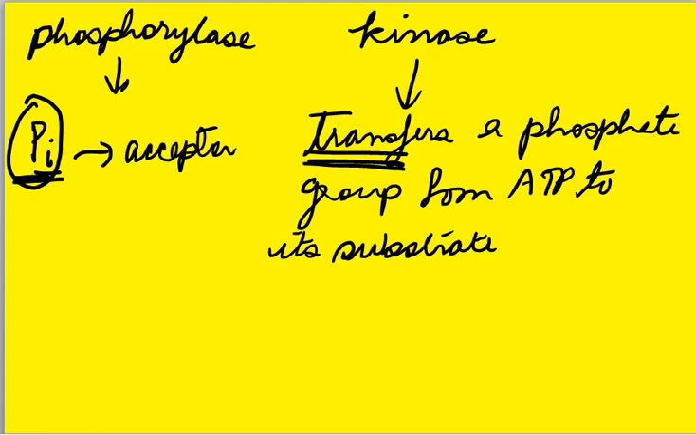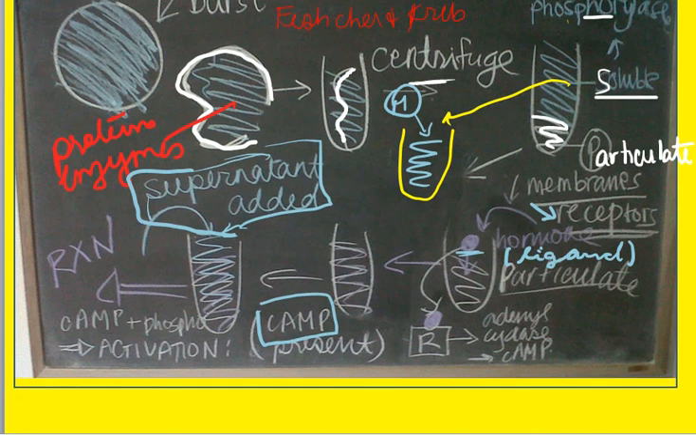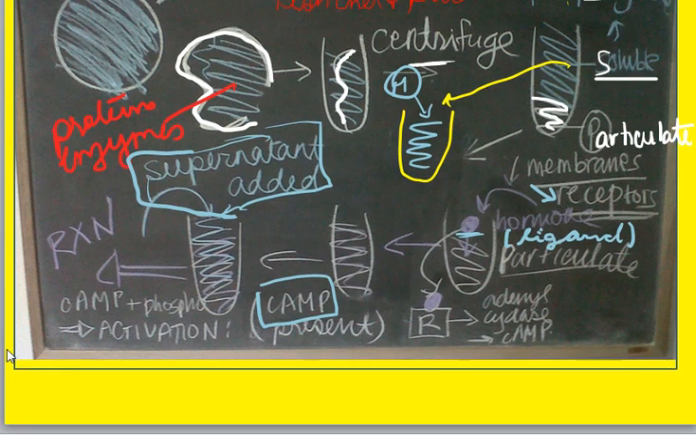Is there space there? Oh yeah, there's space here. We can just write it here. Okay, so cyclic AMP activates phosphorylase, and then phosphorylase is now active and can go about doing whatever it does.